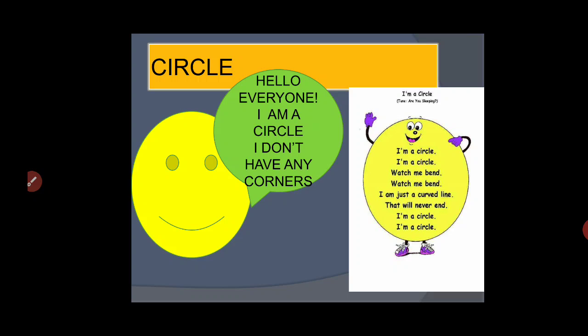I am a circle, I am a circle. Watch me bend, watch me bend. I'm just a curved line that will never end. I am a circle, I am a circle.